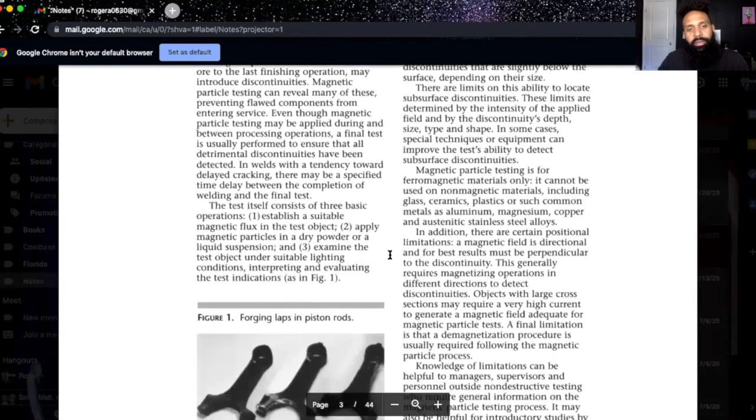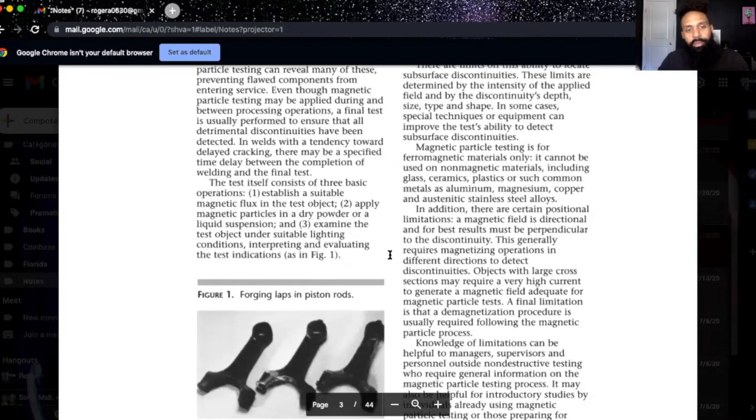The test itself consists of three basic operations. 1. Establish a suitable magnetic flux in the test object. 2. Apply magnetic particles in a dry powder or a liquid suspension. And 3. Examine the test object under suitable lighting conditions, interpreting and evaluating the test indications.